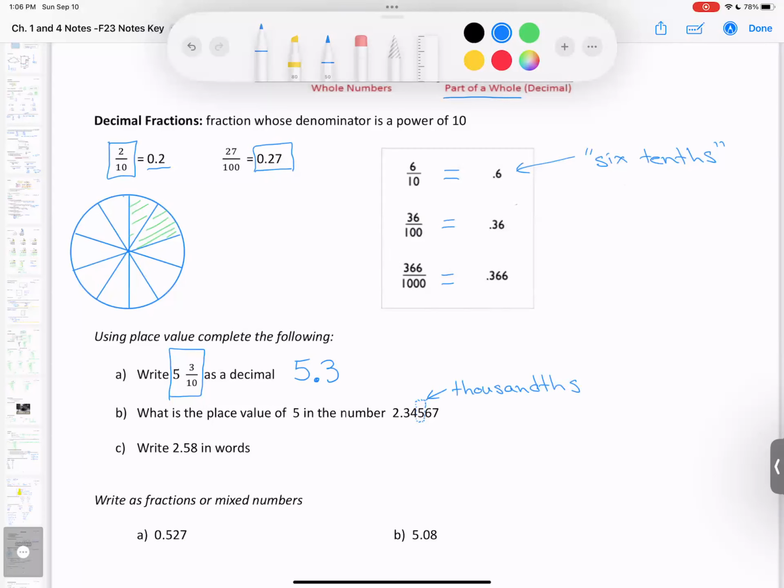All right, this next one. We want to write this number in words. The correct way to write that in words is 2 and 58 hundredths. The 8 ends in the hundredths position, so we write 58 hundredths.